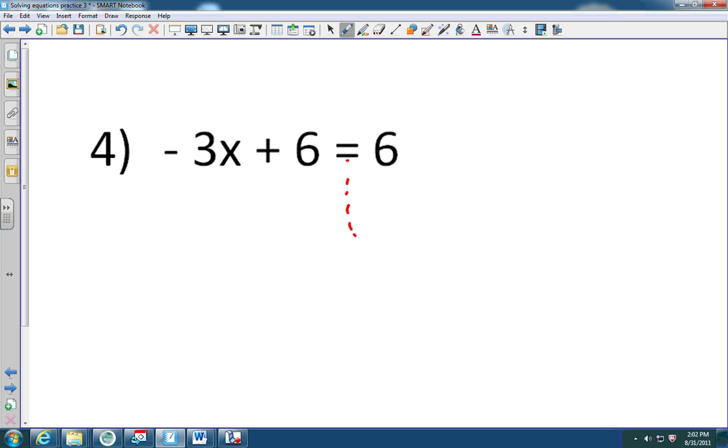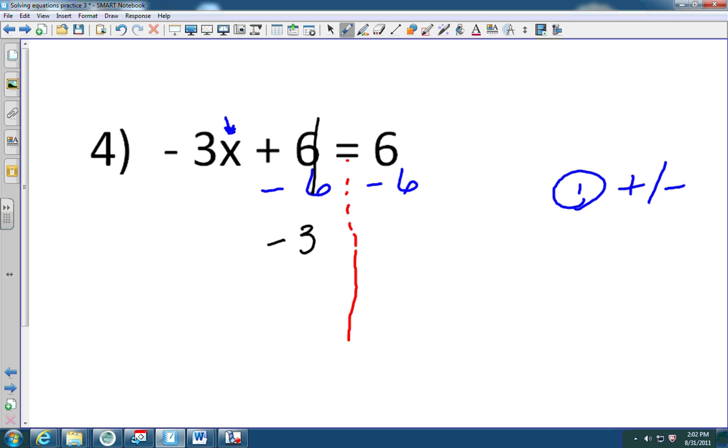I'm going to draw my dotted line. Remember step 1, addition and subtraction. Well, here's my x right here. What do I do to get this by itself? I have a plus 6 I got to get rid of. So I'm going to subtract 6, and what I do to one side, I do to the other. These cancel. I get negative 3x equals 6 minus 6 is 0.